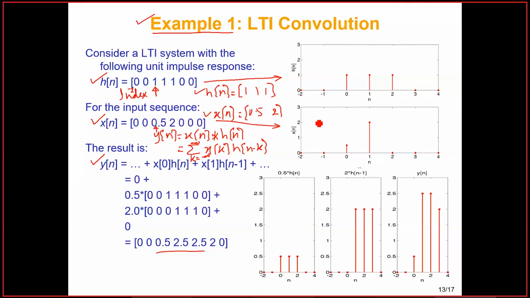So let's solve this particular example in our own way. If we are given the same example, let's say x of n given and h of n given, and in this example h of n is given as 1, 1 and 1, and x of n is given as 0.5 and 2, I believe. Is that right? So if we are given this, and we have to find, let's say, y of n.